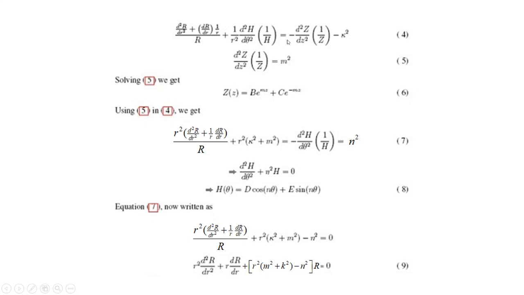So you have equation 4. What we have assumed, d square Z by dz square into 1 by Z equal to m square, we shall call equation 5, because we need to be using this equation 5 again in equation 4 to separate the functions of r and theta. So in the previous equation, equation 3, we had got the function capital T, and in equation 6 we have got capital Z. So we just have to find now capital R and capital H.